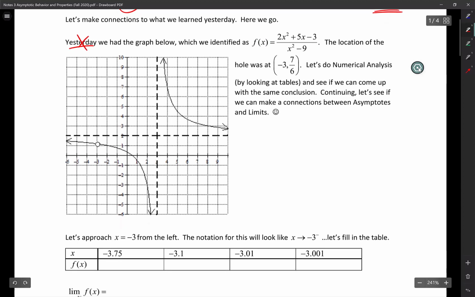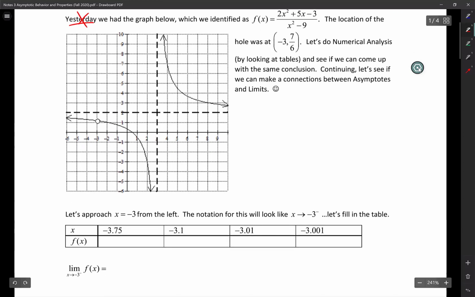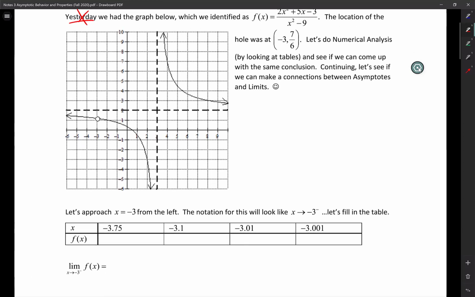And then we said the location of the hole was -3, 7/6. And we already expanded it, and we did numerical analysis on what's happening. I don't remember if we did what's happening as we approach -3 from the left and -3 from the right. Obviously, as I approach -3 from the left and from the right, I'm approaching some y value, and that y value can be found by expanding that guy.